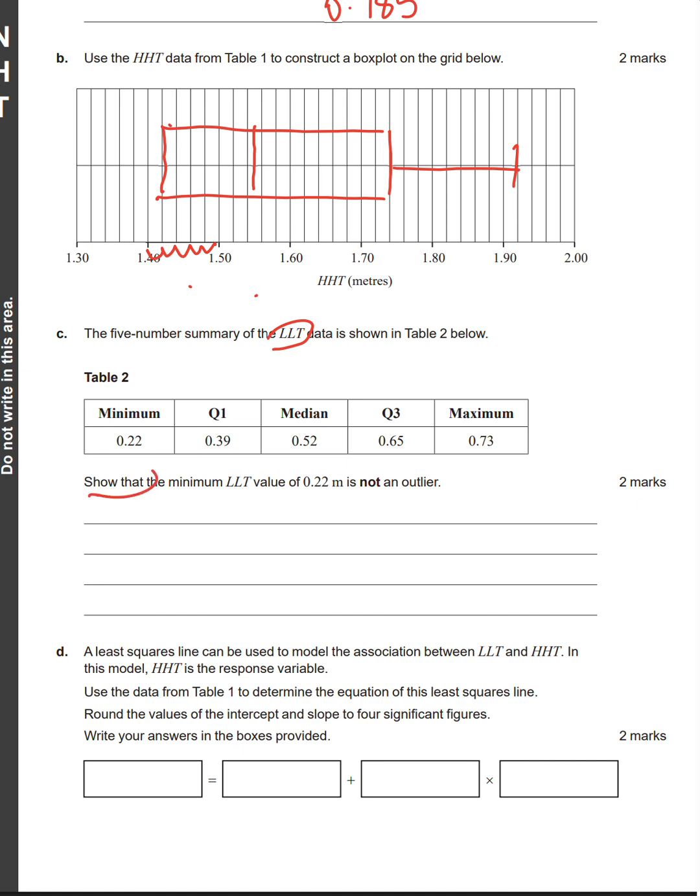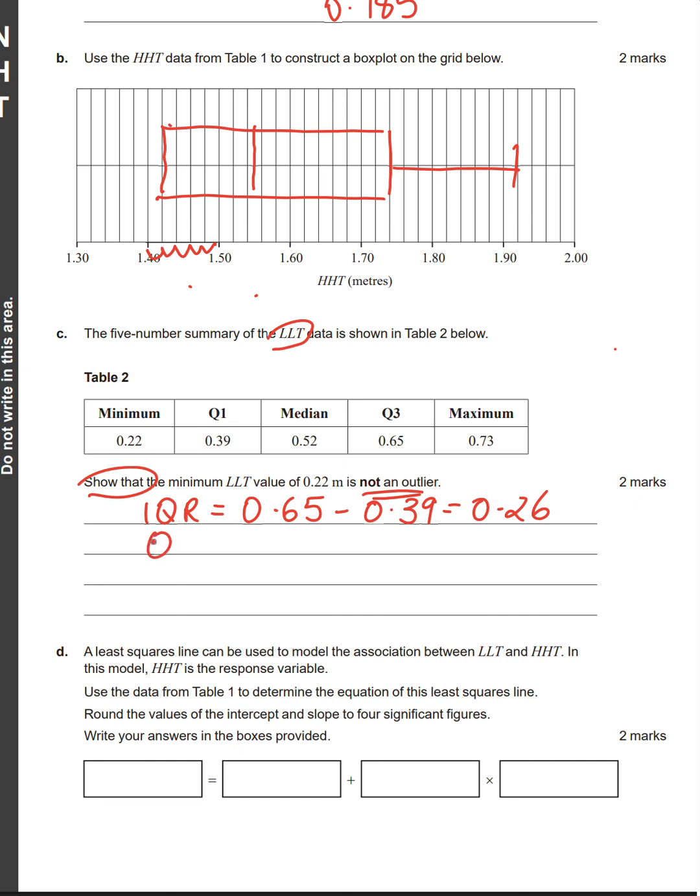Okay, now we have a 5-number summary for LLT here. Now, we want to show that the minimum is not an outlier. Now, the way that we find outliers is with our fences. So we're going to calculate our fence. Now, show that means we have to show every step of the process. So we find our IQR, which is Q3 minus Q1. And that's going to give us 0.26.